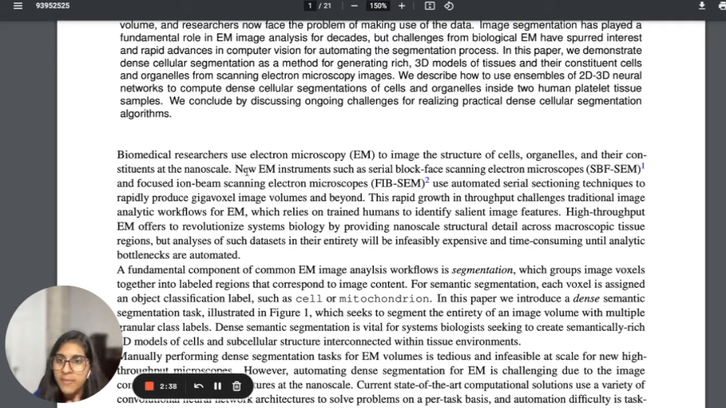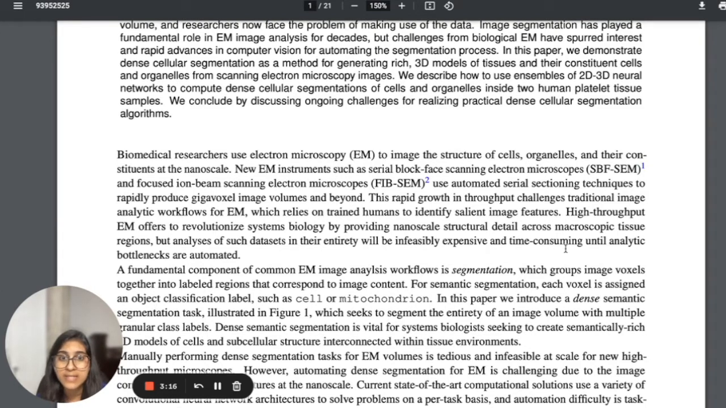But at the same time, there are also many challenges because if we're using manual segmentation, we're basically training humans to identify salient image features. And it's really hard to find that structural detail, especially at a nanoscale, across microscopic tissue regions. It's overall, as it says here, infeasibly expensive and time consuming because it's just going to keep piling up if we have more demand for the segmentation, and humans can't keep up with this because of how time consuming it is, how error prone it is, and how challenging it is.